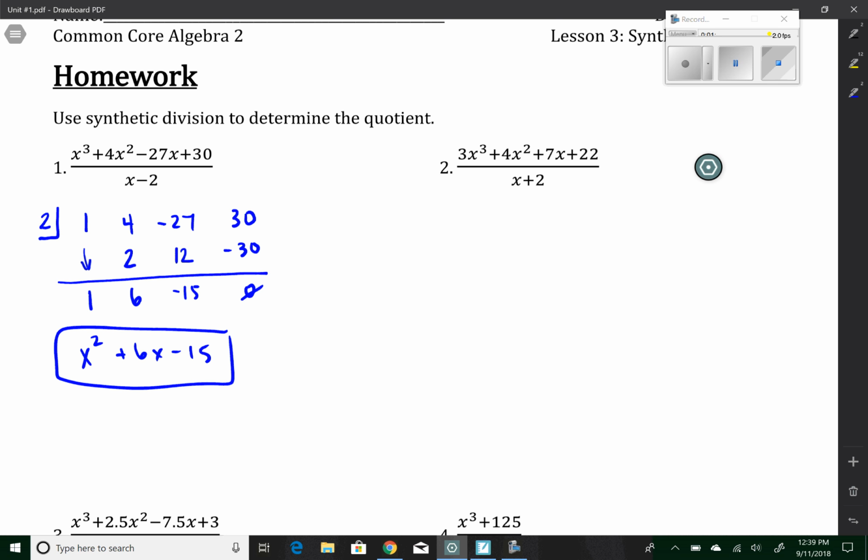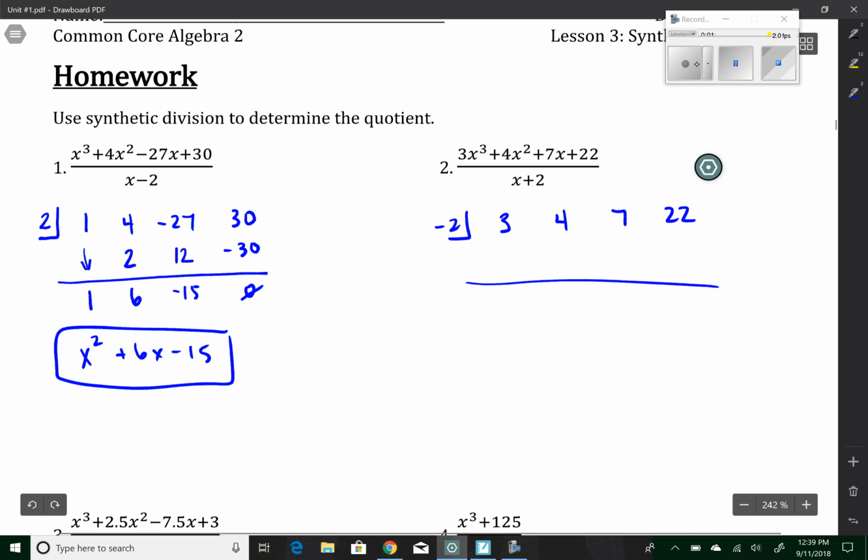Number 2, the number that we're going to put in the box is negative 2, because that would make the divisor 0. So my coefficients are 3, 4, 7, and 22. The 3 comes down. 3 times negative 2, well, that's negative 6. Negative 2 times negative 2, well, that's 4. And negative 2 times 11 is negative 22, so we're left with a remainder again of 0. So I have 3x squared minus 2x plus 11.